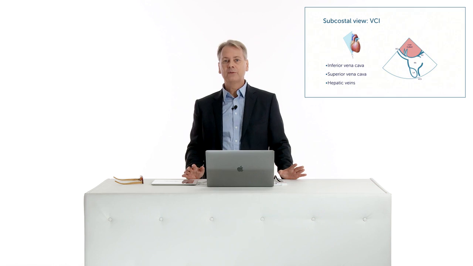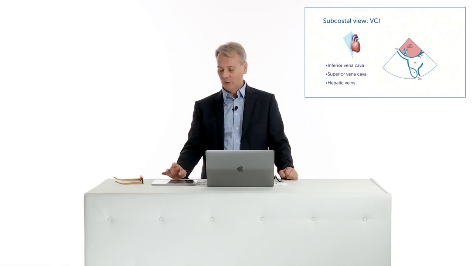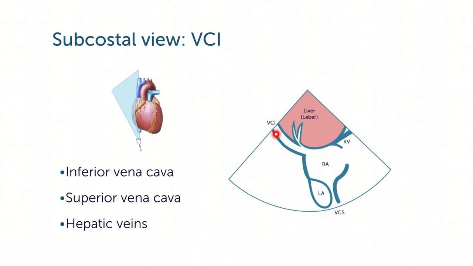Let's review the structures we see in the longitudinal view once more. We've got the IVC, which might be difficult to detect if it's very narrow. We've got the hepatic veins, which enter the IVC very close to where the IVC actually reaches into the right atrium. We've got the SVC, which is the continuation more or less of the IVC.